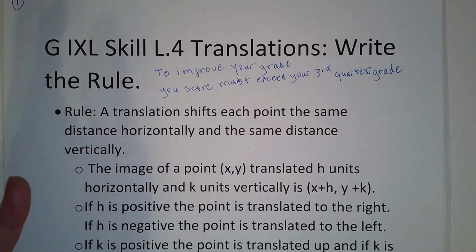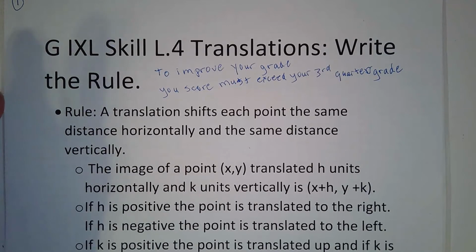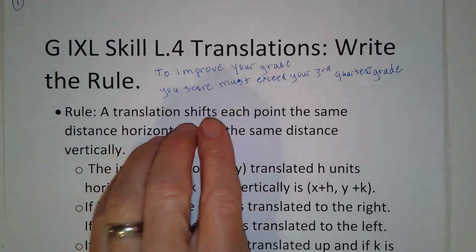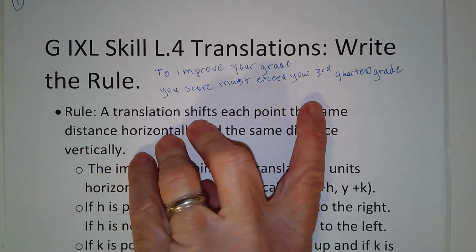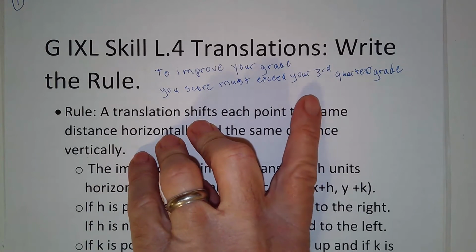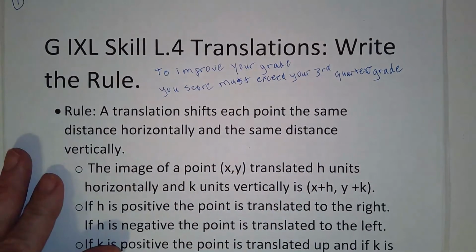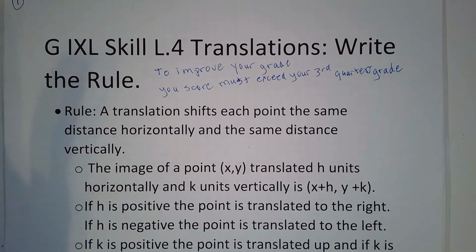So just to give you an example, you're going to get 5 separate skills in this area, and those 5 separate skills will each have a score. You add those scores up and you divide by 5. That will give you the average score. And to improve your grade, it must exceed that third quarter grade. If it does not exceed it, then your grade just stays the same as it did before for that particular test, and then we move on. Okay? All right. So the goal is to try to improve.